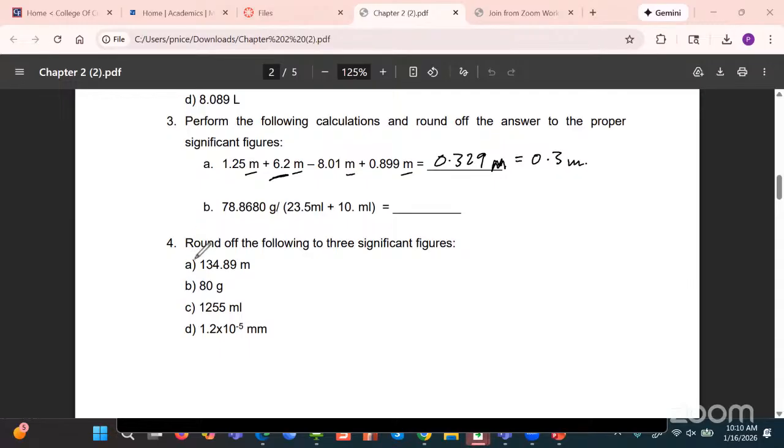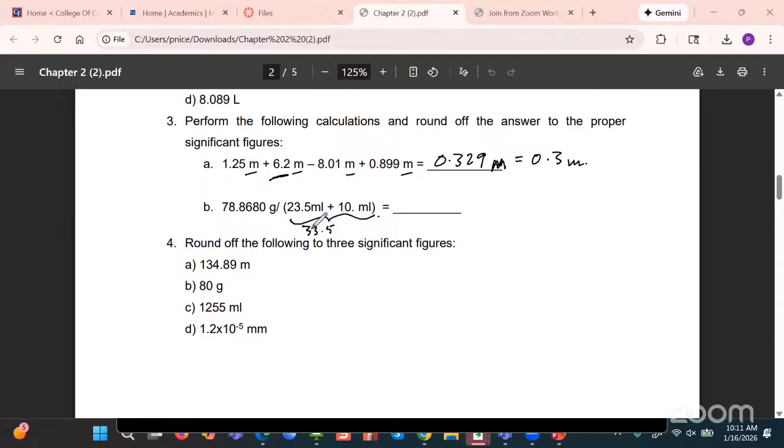Any questions about that? Okay, let's look at this question now. This one is a bit more complicated because you have a couple of mathematical operations for which the rules are different. You're given here 78.8680 grams divided by the sum of this total below, which is 23.5 plus 10 mils. The question is, what's the final answer, written to the correct number of significant digits? What I would do in this case is work out what's within the parentheses first. If you take 23.5 plus 10, you're going to get 33.5.